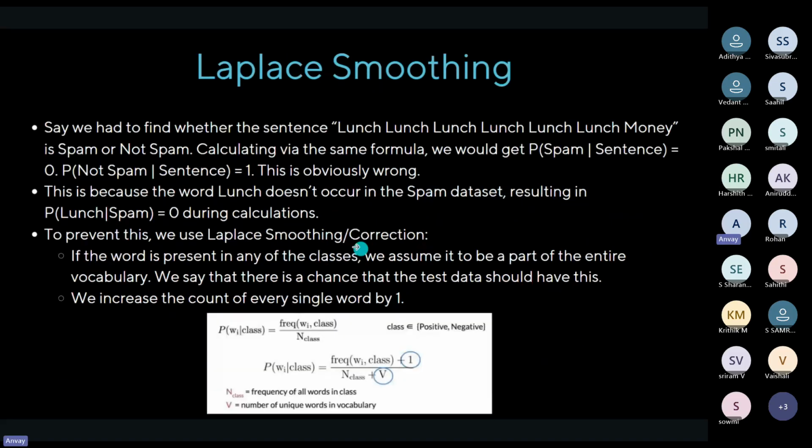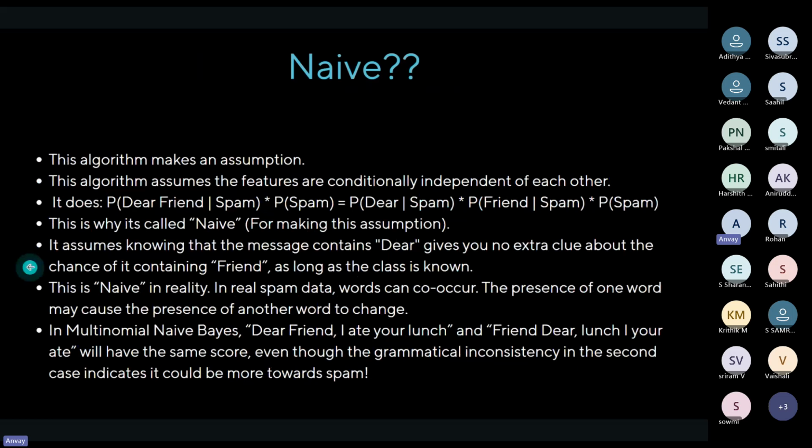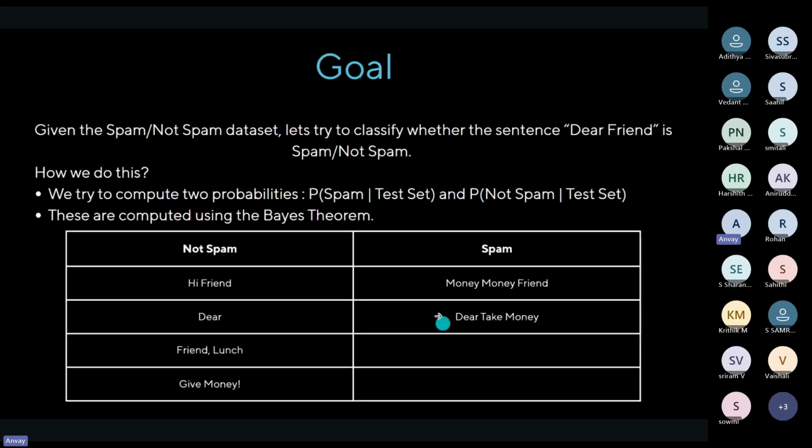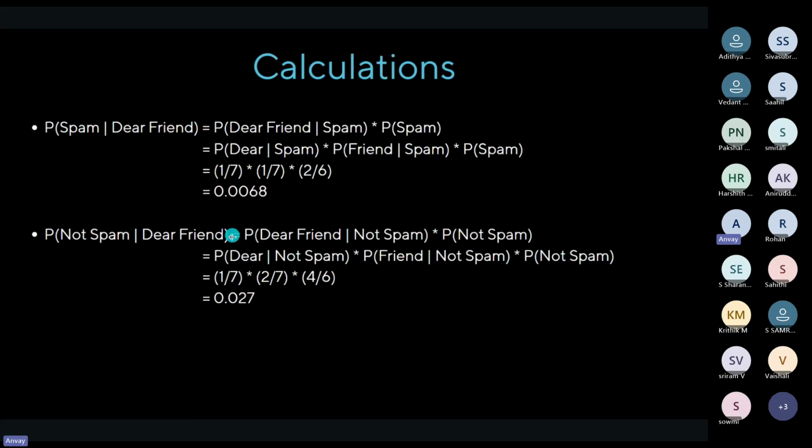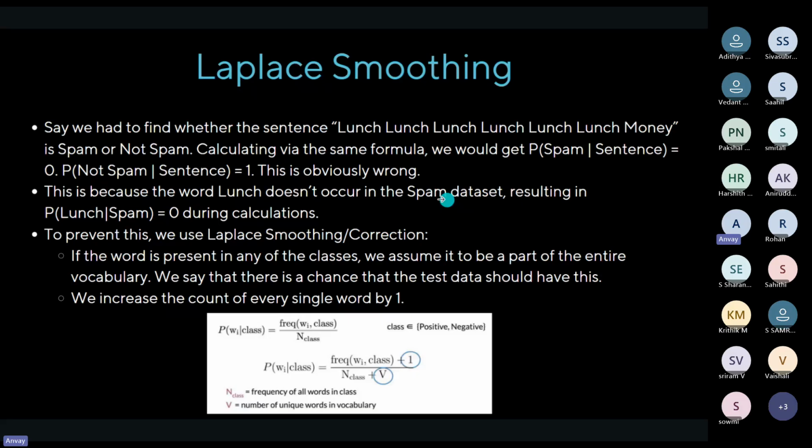Yeah. And one more issue now. Let's see. If I want to see if this sentence is spam or not spam, "lunch, lunch, lunch, lunch, lunch, lunch, lunch, money", and we go to our data set here, we don't have the word "lunch" in spam. So automatically, when we try to find the probability of lunch given spam, it is going to be 0, right? So when we calculate our probabilities, this sentence is going to have 0 probability for spam, and 1 probability for not spam. So obviously that's wrong, right? This is something which is very spammy.